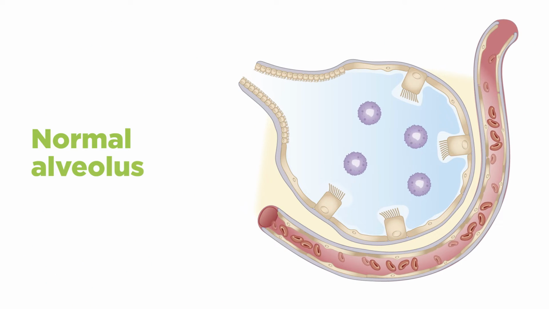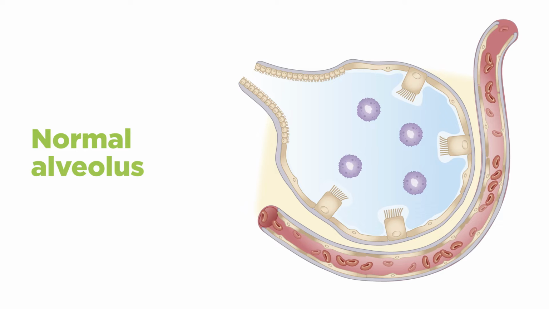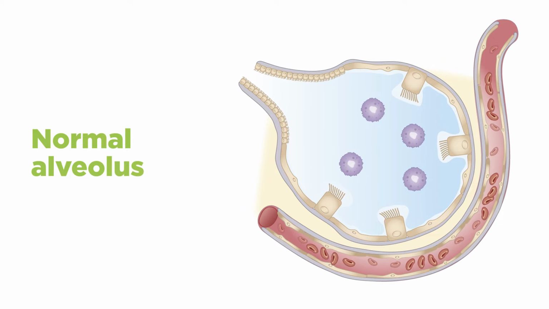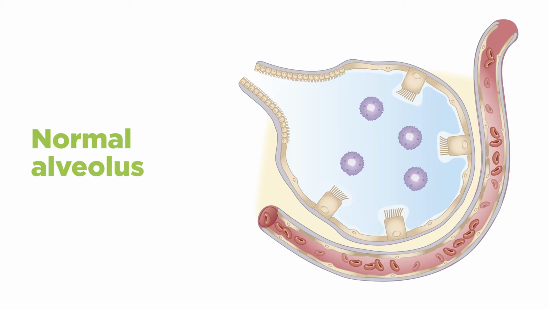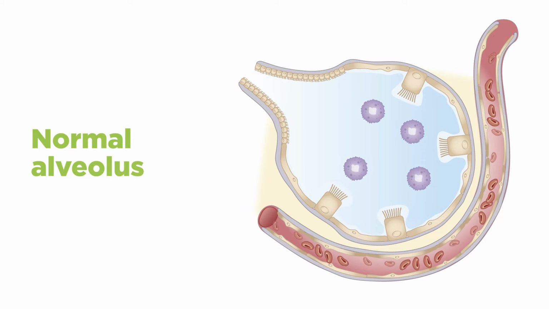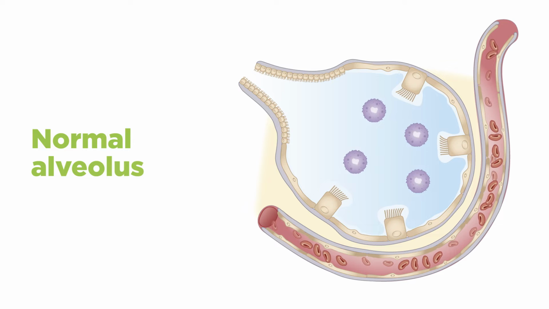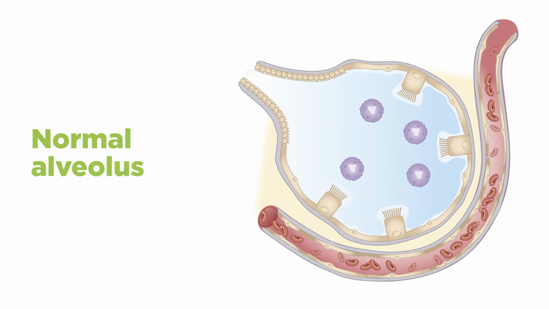Healthy alveoli are constituted by alveolar macrophages and two types of pneumocytes, Type 1 and Type 2. The exchange of gases for respiration occurs through the pulmonary interstitium between the alveolar airspace and the pulmonary capillary.